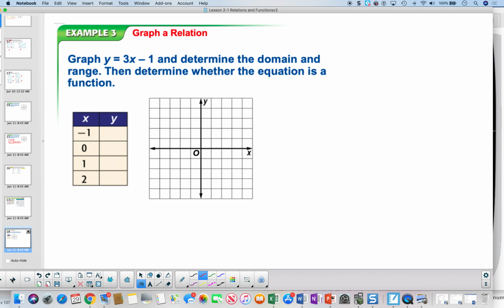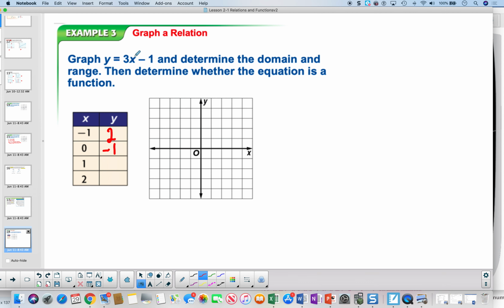Let's go ahead and graph y equals 3x minus 1 and determine the domain and range, then determine whether the graph is a function. So let's graph some points. If I put -1 in for x, I will get the number 2. If I put in 0, I will get -1.